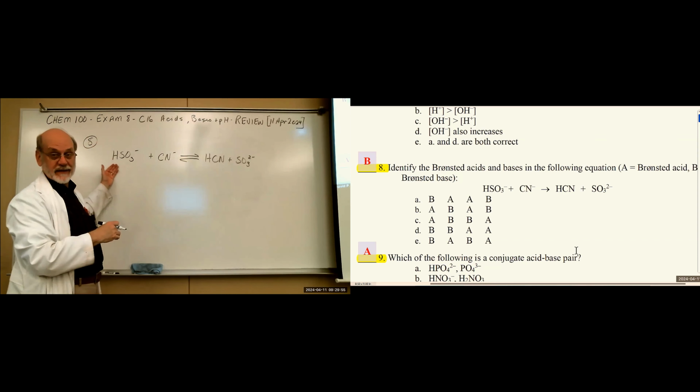15 is calculate the pH of an acid solution containing 0.044 molar HNO3. Okay, what's going to happen to HNO3 in aqueous solution? It's going to completely dissociate. This is a strong acid.